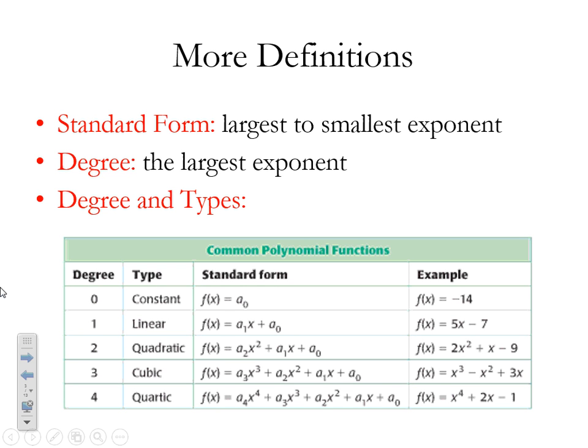So you have this table. These are degree and types. You find your degree and that tells you what type it is. So we have degrees 0, 1, 2, 3, and 4. 0 will be a constant, so it's just like a number. Linear is going to be like 5x minus 7. A quadratic is going to have an x squared. A cubic function is going to have an x cubed. And a quartic function is going to have an x to the 4th power. All right?